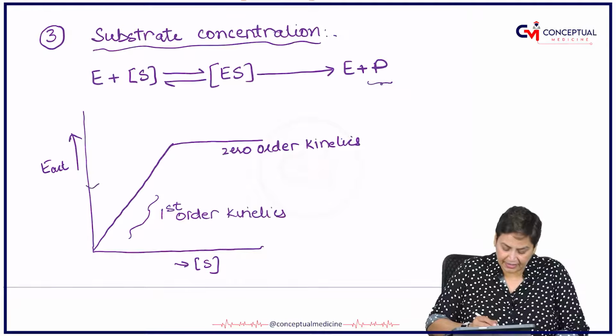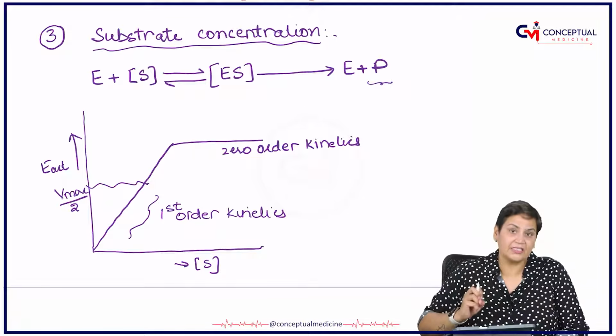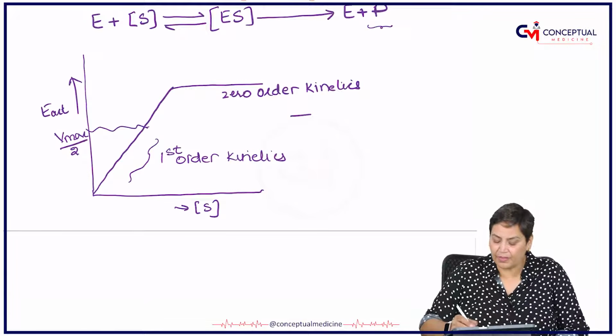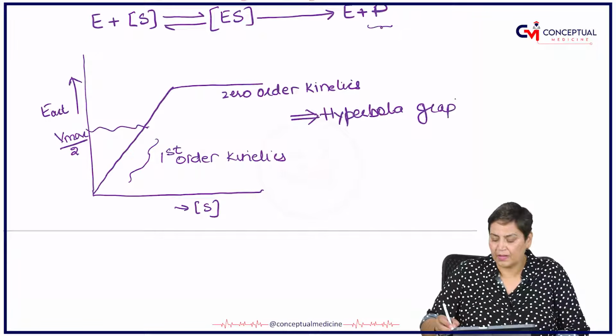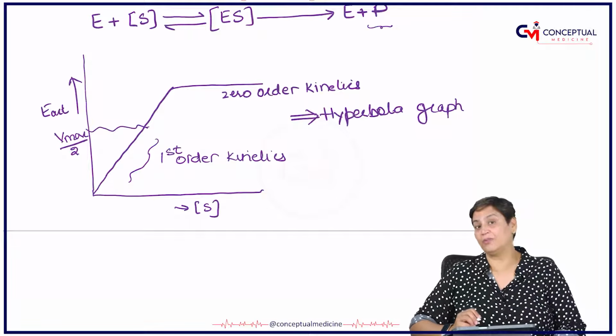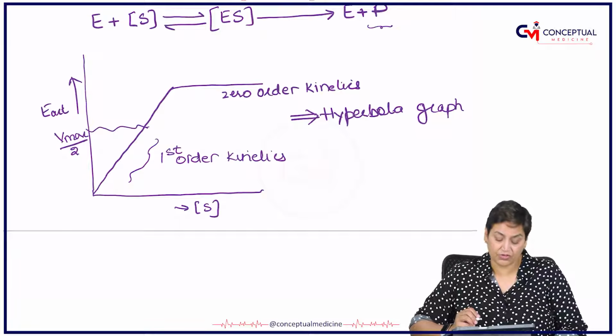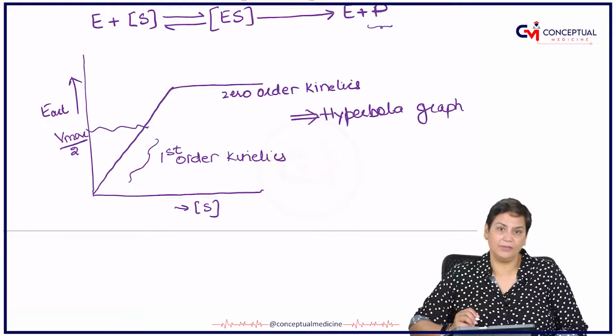Or we can say Vmax. Okay. So this graph is known as a hyperbola. A hyperbolic graph will be produced, unlike in the case of pH and temperature. In pH and temperature, the graph obtained was simply a bell-shaped graph. But when concentration of substrate is varied, it forms a hyperbola.